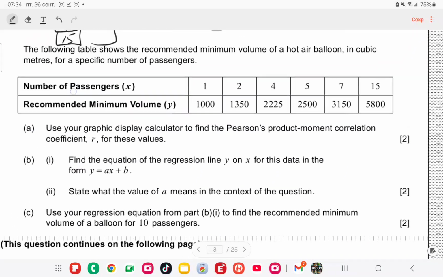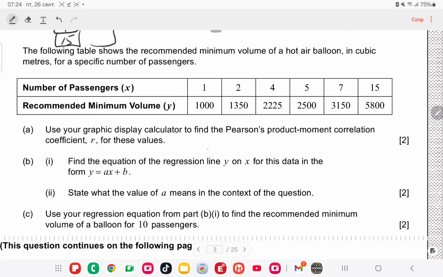So for this case, the answer for part A is: our correlation coefficient is equal to 0.99886. We should round to three significant figures as usual, and it is 0.999. Okay, done. It is 2 marks.